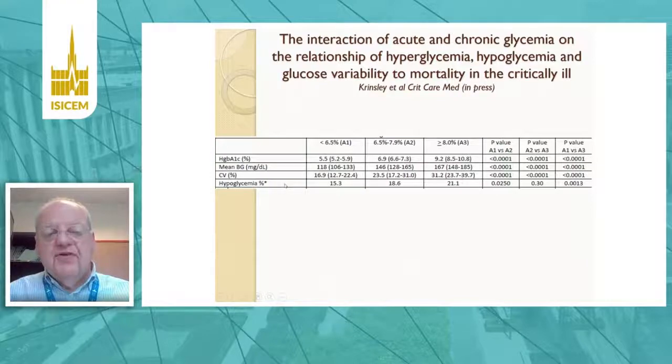The coefficient of variation, or variability, calculated over the first 24 hours was also higher in those patients with a high A1C as opposed to the patients with a normal A1C. And likewise, the rate of hypoglycemia was also higher in those patients with a high A1C as opposed to those with a normal A1C. So the behavior in terms of glycemia is different according to the A1C.